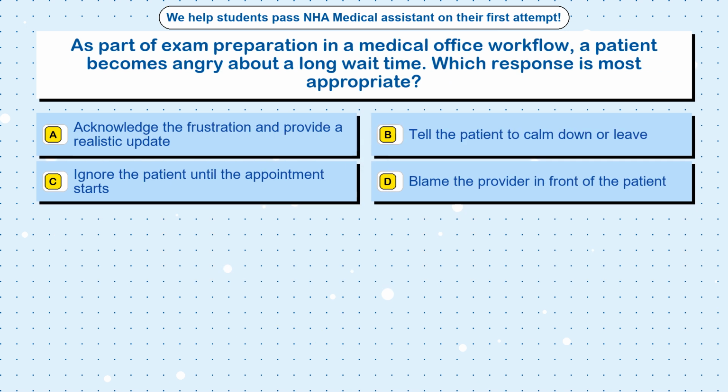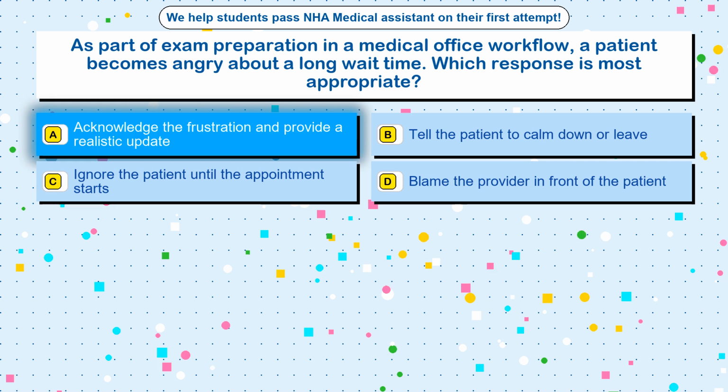Question 13. As part of exam preparation in a medical office workflow, a patient becomes angry about a long wait time. Which response is most appropriate? Option A. Acknowledge the frustration and provide a realistic update. Option B. Tell the patient to calm down or leave. Option C. Ignore the patient until the appointment starts. Option D. Blame the provider in front of the patient. The correct answer is option A.